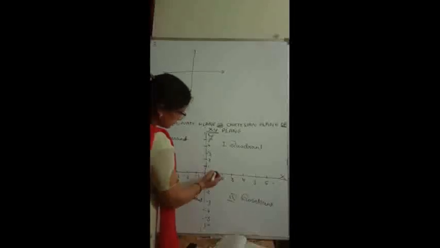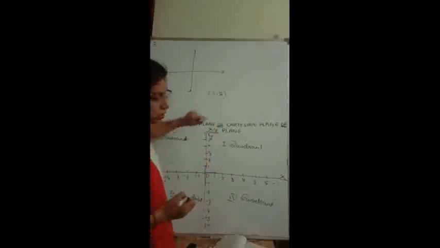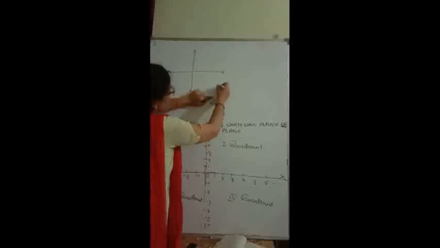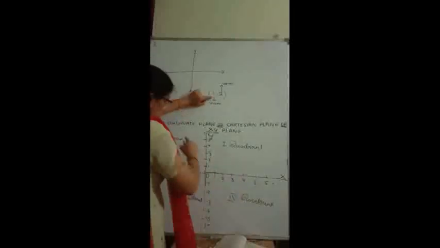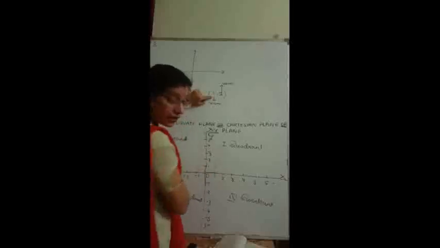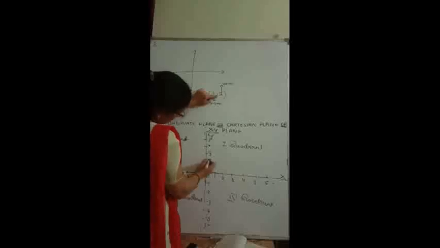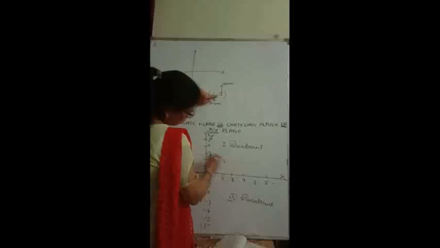Next, if I say 1, 2, you have to denote 1, 2 in the Cartesian plane. So 1 always should be on the x-axis and 2 always on the y-axis. Always they will come in order. So for 1, 2, you go to 1 on the x-axis and draw a perpendicular, and 2 on the y-axis, draw a perpendicular from here, and this is the point. This point is 1, 2.